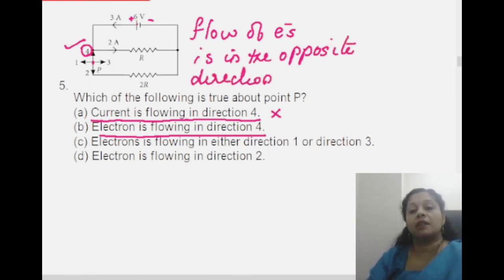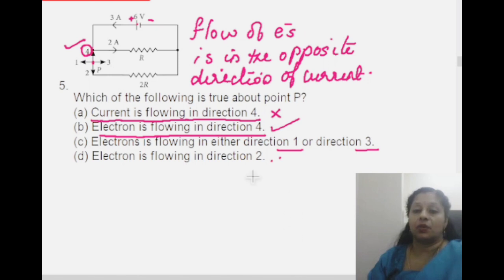So in this case, yes, it is flowing in the 4th direction. Electrons flowing in either direction 1 or direction 3? No. Electron is flowing in direction 2? No, that is the flow of current. So here the answer is option D.